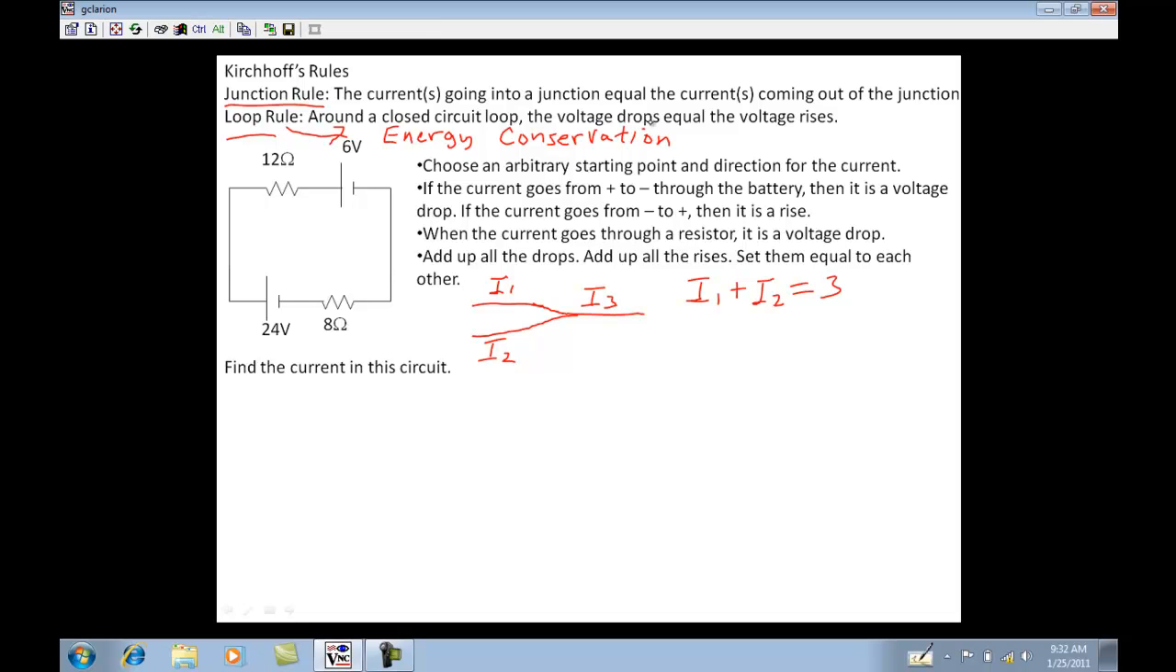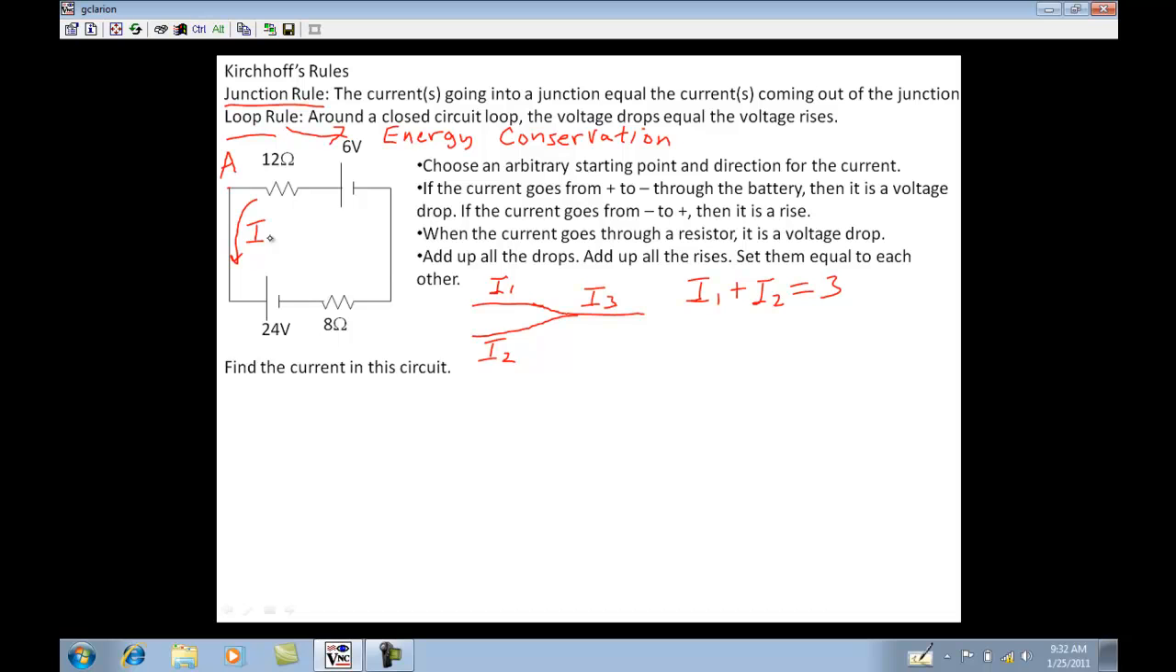Okay. Now, for the sample current, we want to find the current in this circuit. So we're going to follow these steps that are in this slide here. It says, choose an arbitrary starting point and direction for the current. I'm just going to call this point right here A, and that's going to be my starting point. And I'm going to choose a direction like this for the current, I.